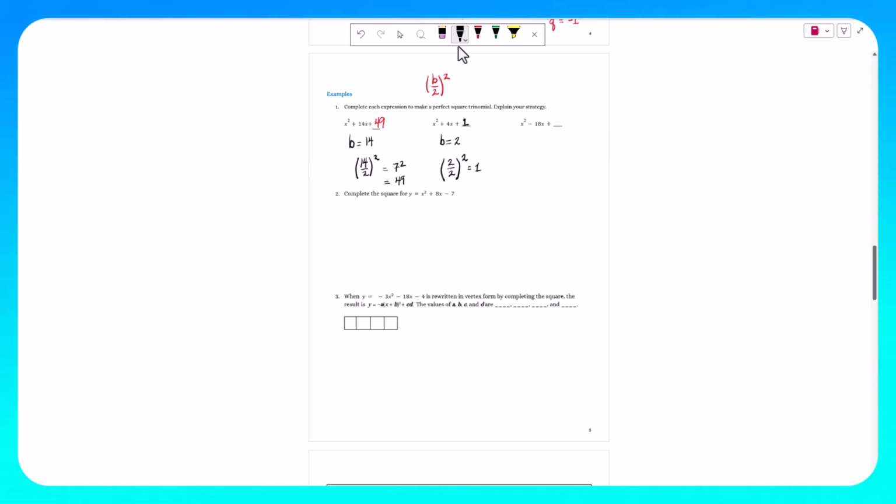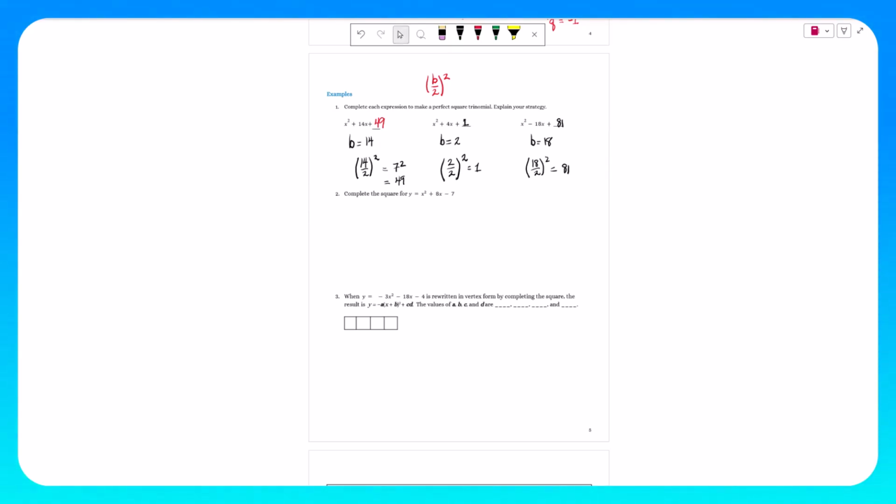And for the last one, we're going to say b equals 18. We don't really need to have the negative at this point, because we actually square it and any negatives would go away. So we say 18 over 2 squared equals 9 squared, which equals 81.